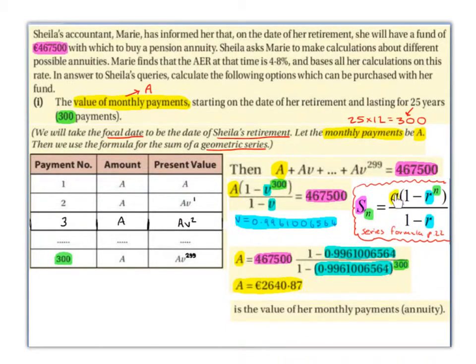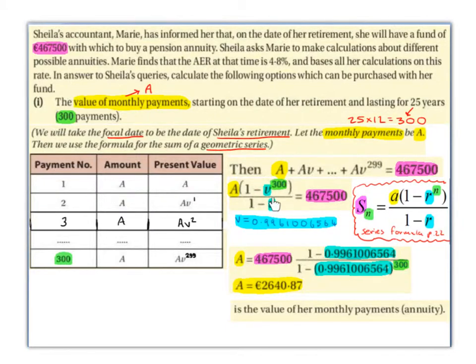So the A is the first term, which is just A. Then we have 1 minus r, where r is going to be V. And the n is 300, because there's 300 payments. And that's divided by 1 minus r, which is going to be 1 minus V. And this again is equal to 467,500.